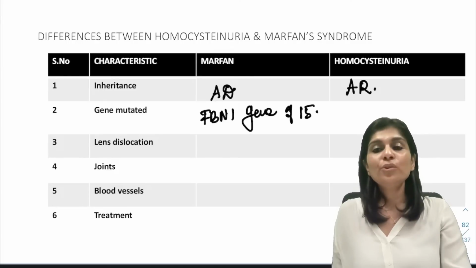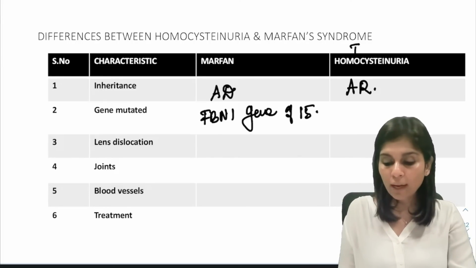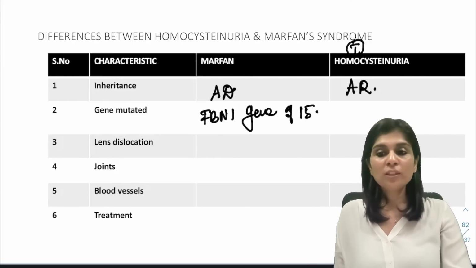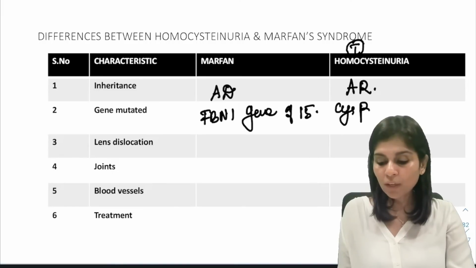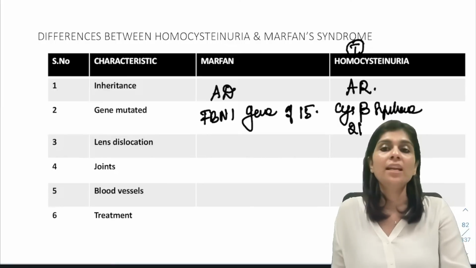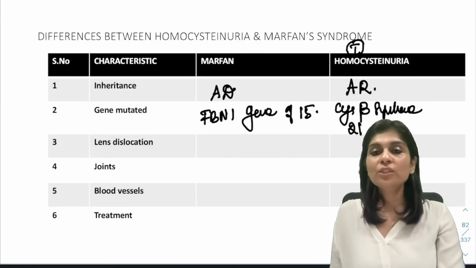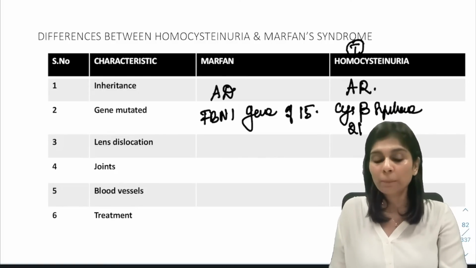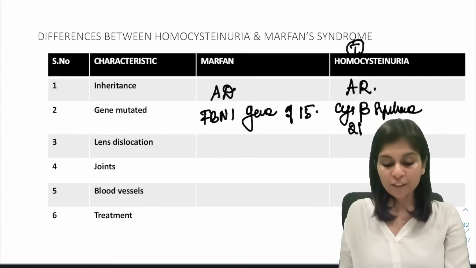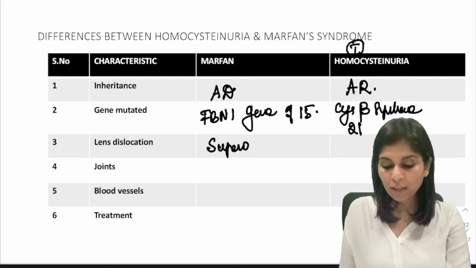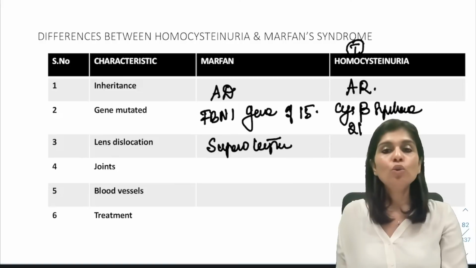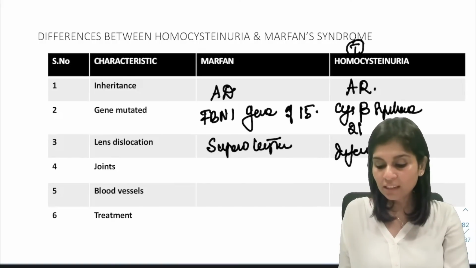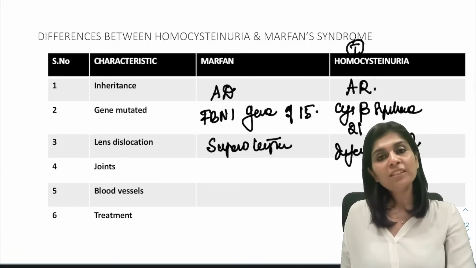Whereas type 1 homocystinuria is caused by the defect of cystathionine beta synthase of chromosome 21. Lens dislocation in Marfan syndrome, just now I told you, is superotemporal dislocation, whereas in homocystinuria it is infranasal dislocation of the lens.